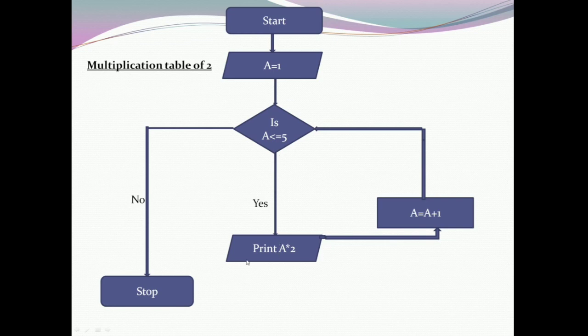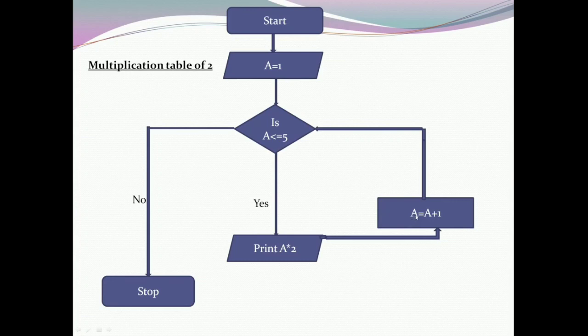Okay, now the value of A is 1 here. So we are going to check 1 less than or equal to 5. Of course, 1 is less than 5. So we will go to the section Yes. And in the Yes, we can see print A star 2. Okay, so A is 1 here. So 1 into 2, which means 2. So we will get the number 2. Okay, in the multiplication table of 2, the first result is 2 itself.